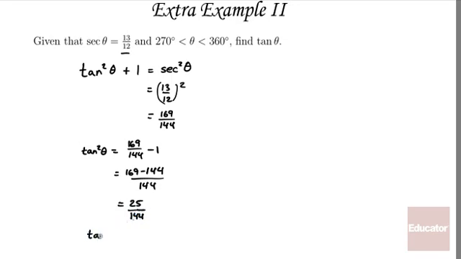And so tangent of theta, if we take the square root of both sides, is plus or minus the square root of 25 over 144, which is plus or minus, those are both perfect squares, so it comes out neatly, 5 over 12. And now the question is whether it's the positive one or the negative one, and we need to figure that out for the problem. But there's extra information given in the problem that we haven't used yet. We haven't used the fact that theta is between 270 and 360 degrees.